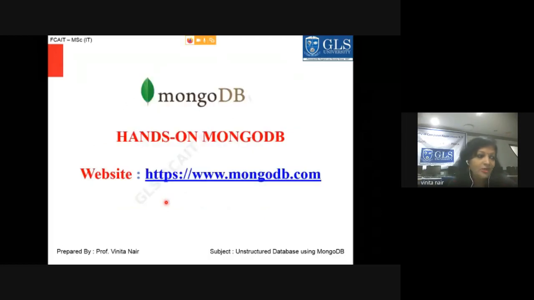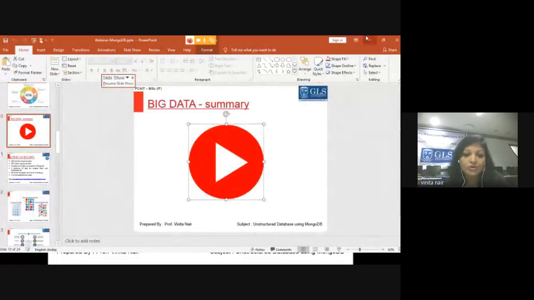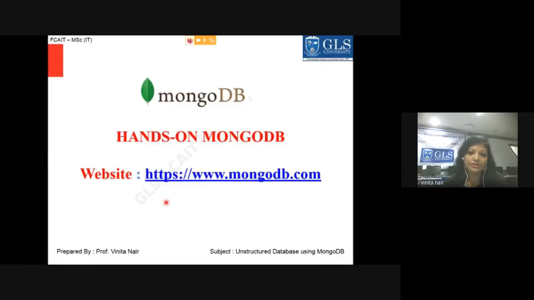Now we will quickly move on to the hands-on of MongoDB, and I will come again to this particular slide. So what do you require when you have to work on MongoDB? Can anybody tell me which data storage MongoDB uses? Of the four, which data storage does it use? Columnar, key value, document or graph?